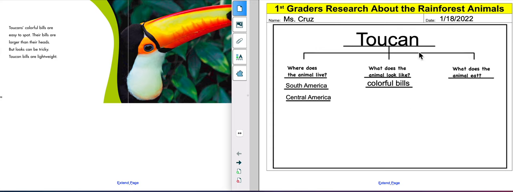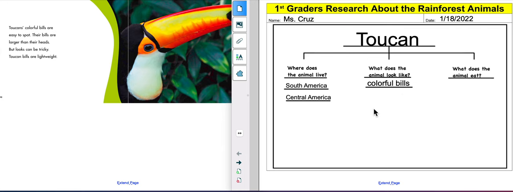So yesterday we started to gather facts about our animals. I gathered facts about the toucan: where does he live, what does he look like, and also what does the animal eat? So far I gathered that they live in South America and Central America. What does the animal look like? So far I only have information that they have a colorful bill. I might have to get another book to get more information about what they look like.